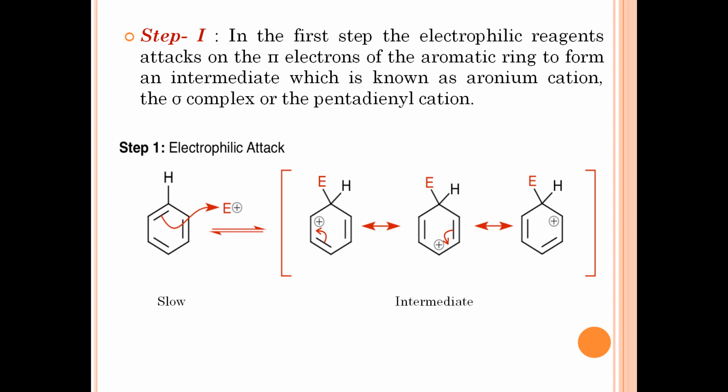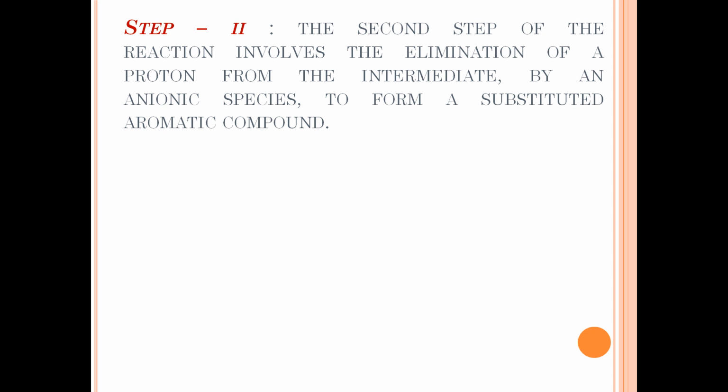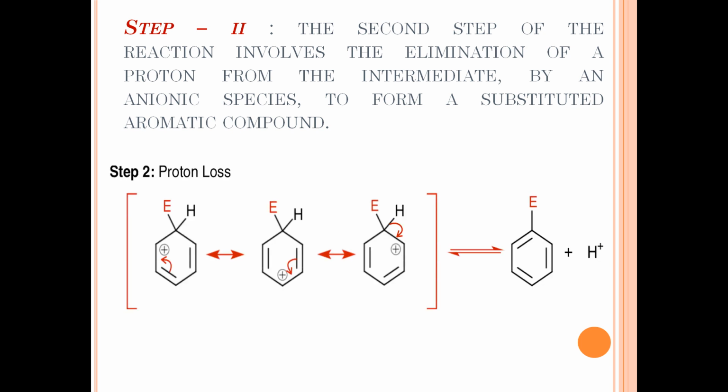Now we will talk about the second step. The second step of the reaction involves the elimination of a proton from the intermediate by an anionic species to form a substituted aromatic compound. So in the second step, the reaction involves the elimination of a proton. You can see clearly in the second step, which is also known as the proton loss.